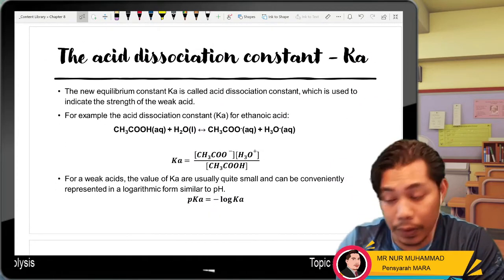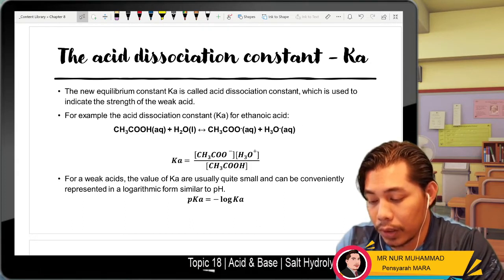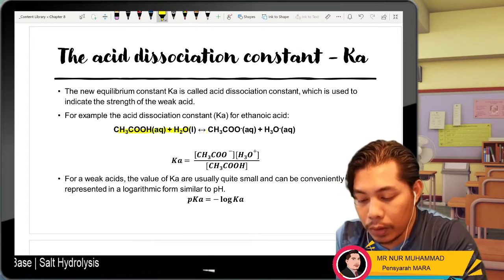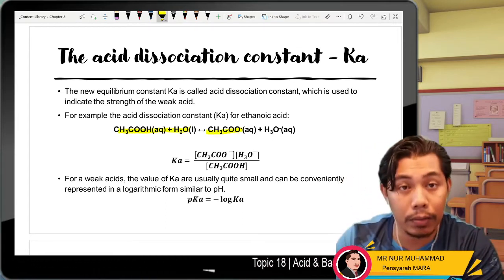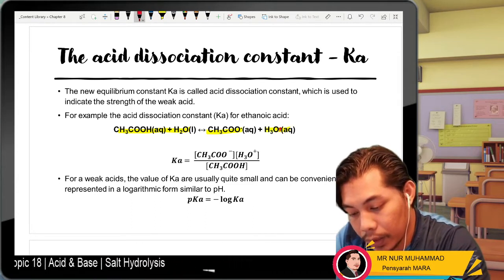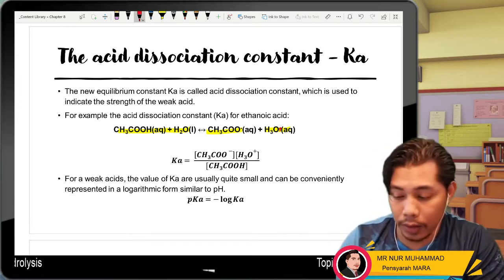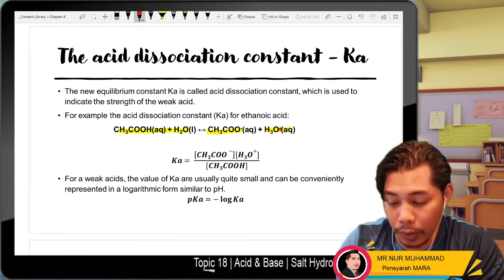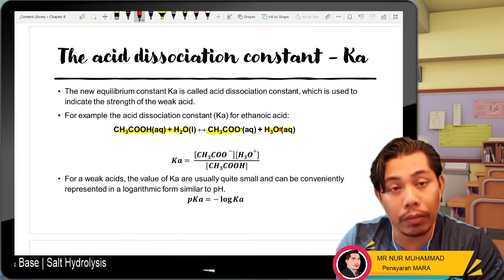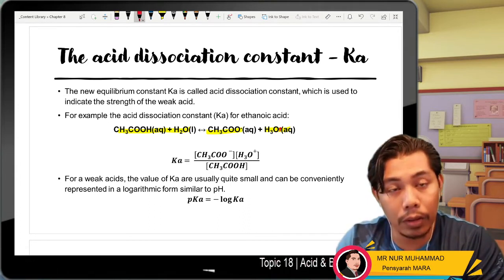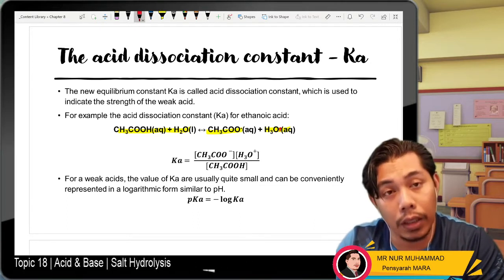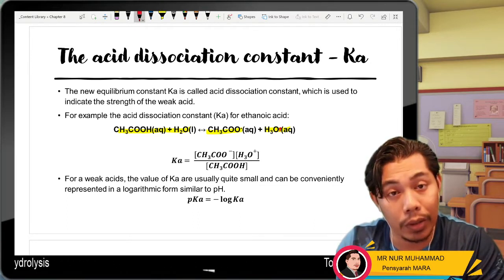This is another example. I give an example for ethanoic acid. When it dissolves in water, it produces ethanoate ion, the A minus from before, and hydronium ion. So the Ka is the concentration of ethanoate ion times the concentration of hydronium ion, which come from the products, divided by the concentration of ethanoic acid from the reactant. This is how we come out with the Ka formula from the dissociation equation of acid.